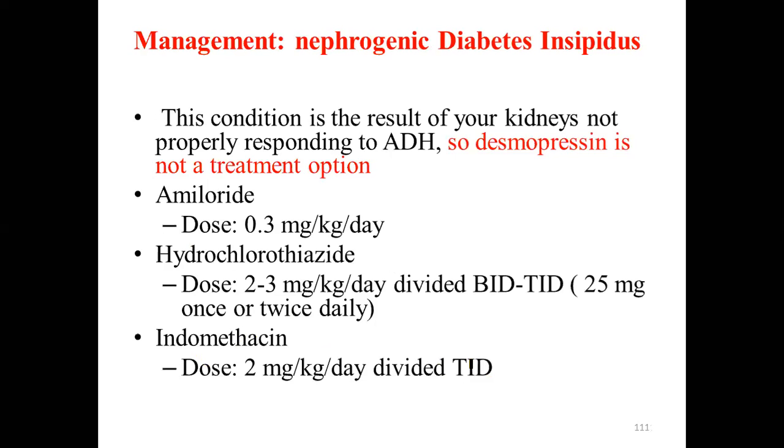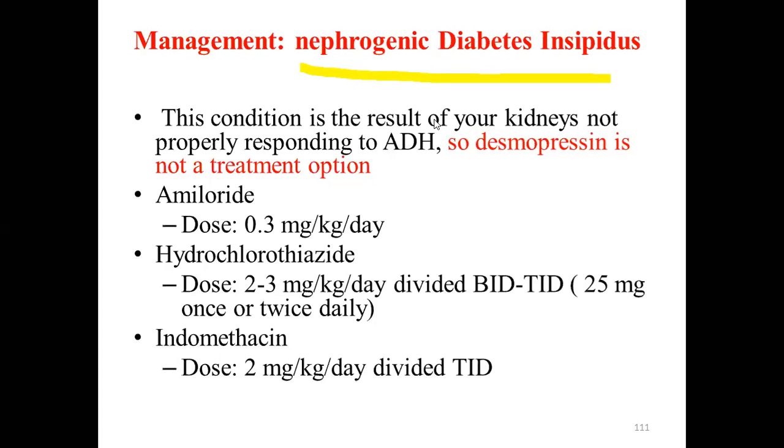Then, when you look at the management of nephrogenic DI, remember nephrogenic DI means resistance. So, do you think desmopressin will be a good option to treat this condition? Can we use desmopressin in the management of nephrogenic DI? No. No, why? Because the body is resistant to the drug. Okay, fine. Since the body is resistant, desmopressin is not a treatment of choice.